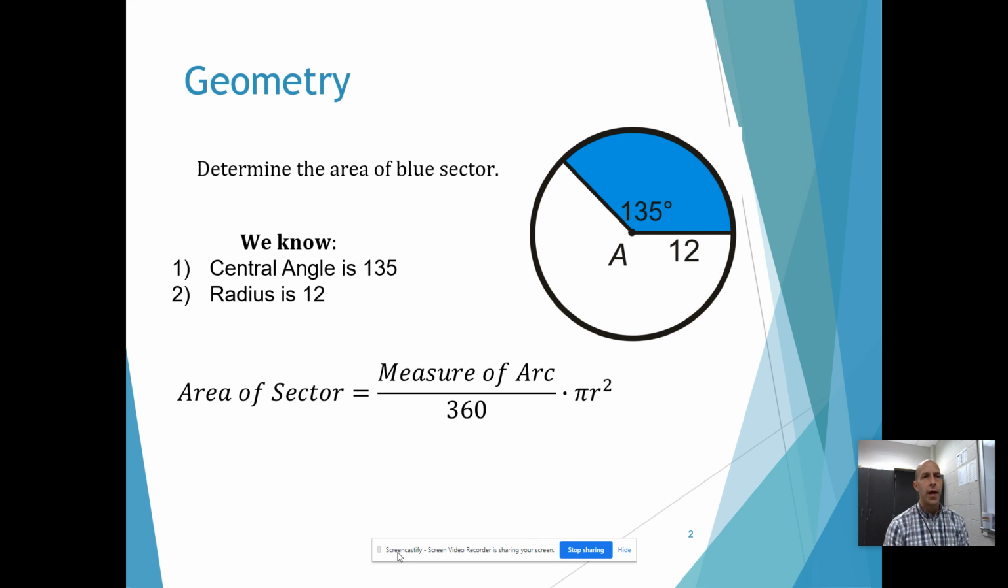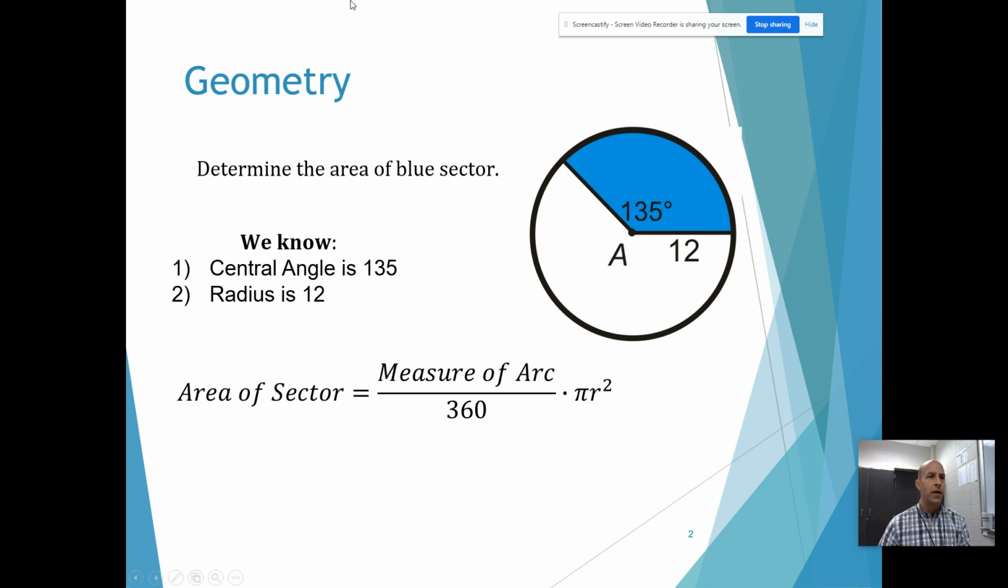Now, since the central angle is 135 degrees, we can understand that the measure of that intercepted arc would also be 135 degrees. So that would give us 135 over 360 times pi times the radius squared. After a little bit of simplification, we'll get 54 pi, and that would be units squared, which is roughly about 170. That would be the area of just the blue shaded region sector.